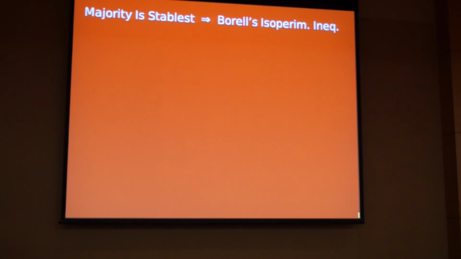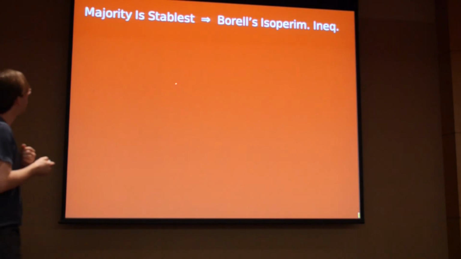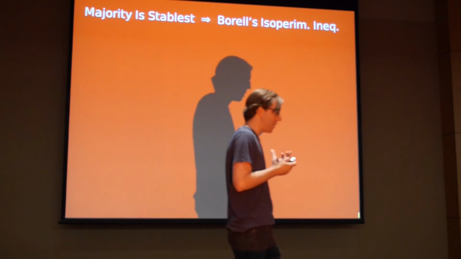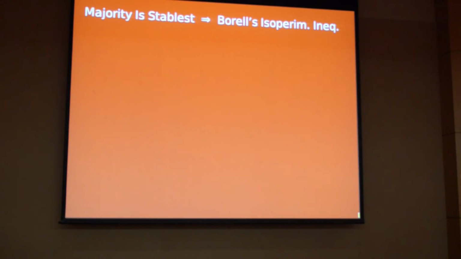Okay, so as we've seen now, the majority is stablest theorem implies the Borell isoperimetric inequality, the statement about geometric isoperimetry in Gaussian space. So if you want to prove this statement, you better prove this statement. So let's talk about the proof of Borell's isoperimetric inequality.